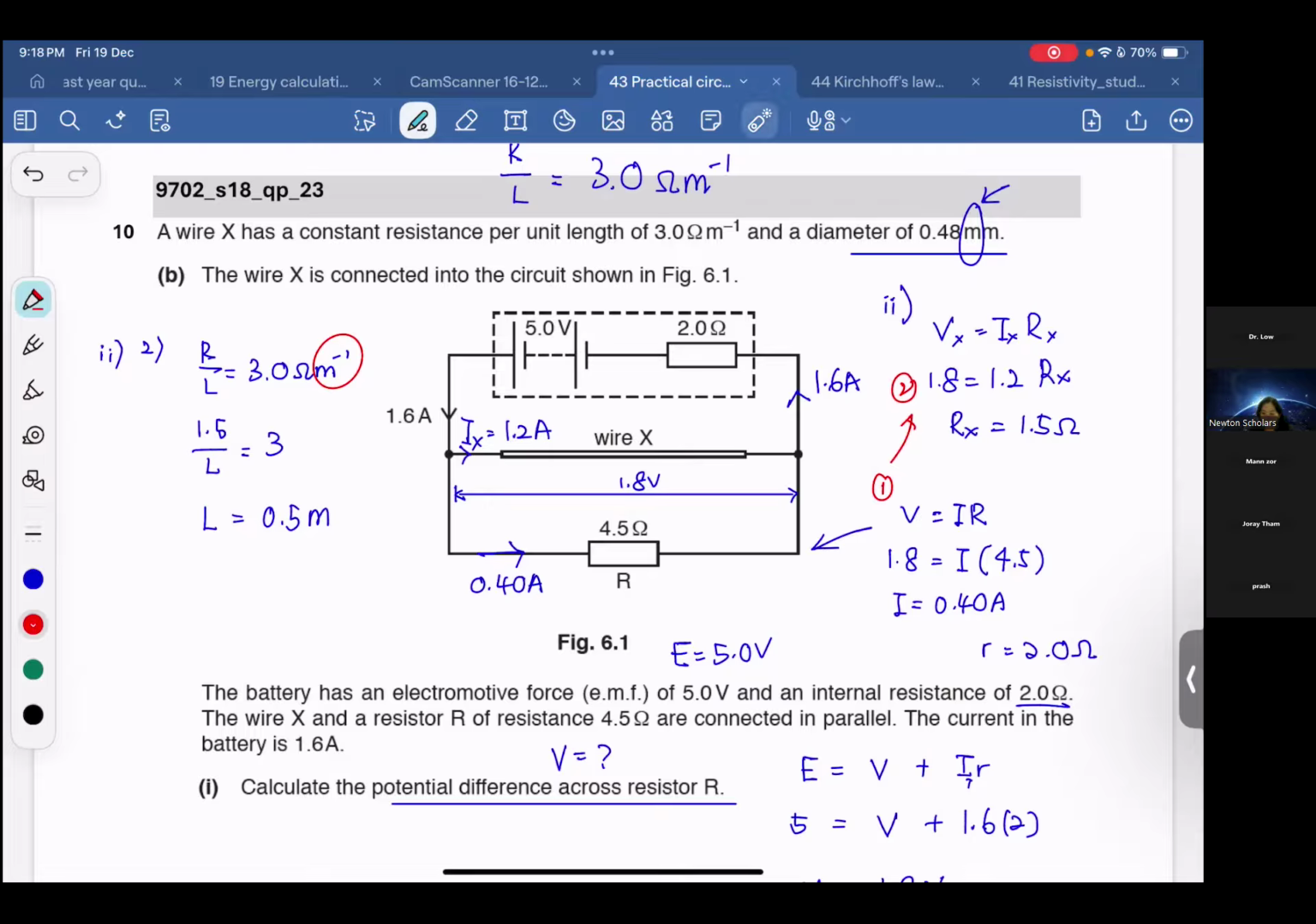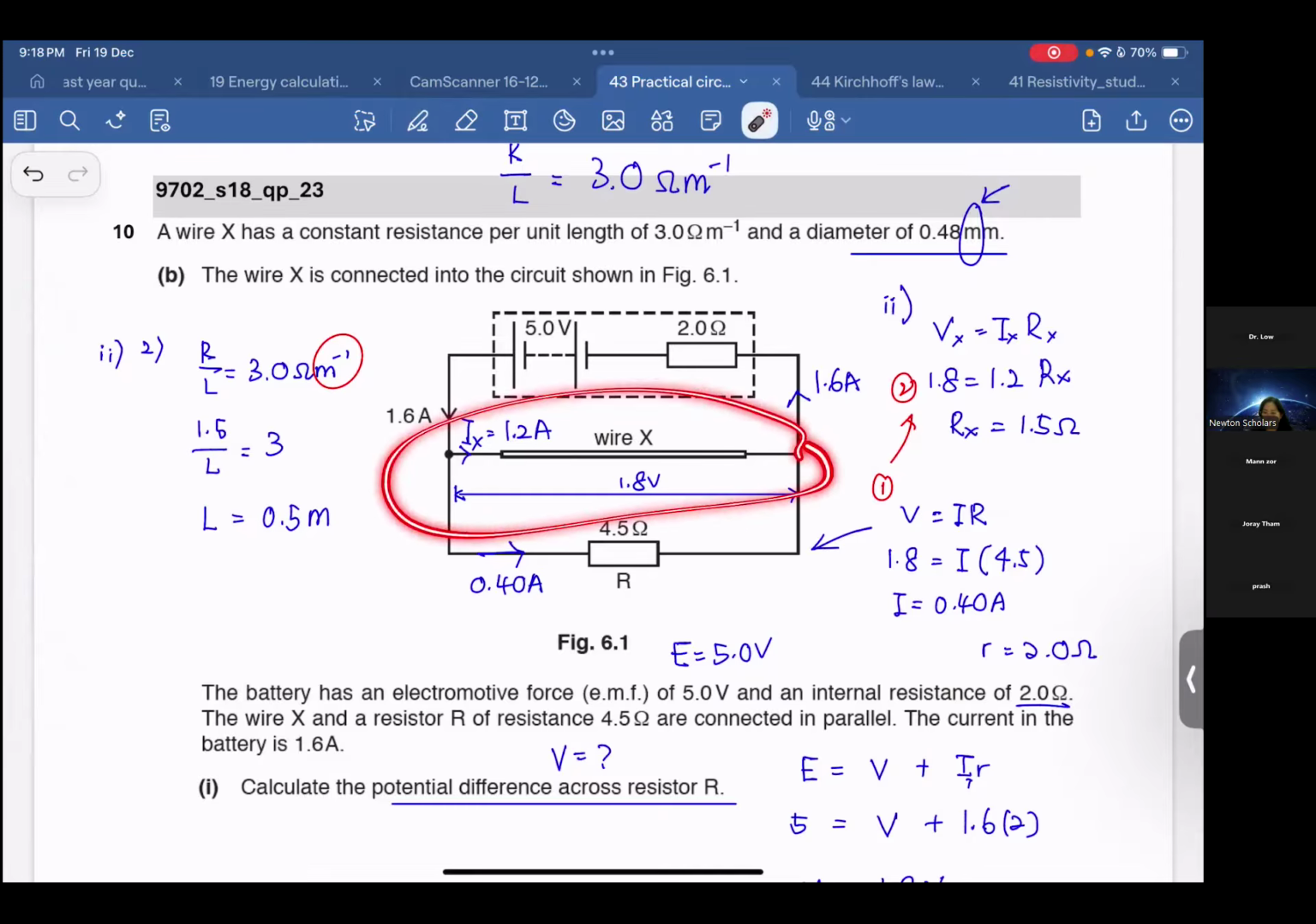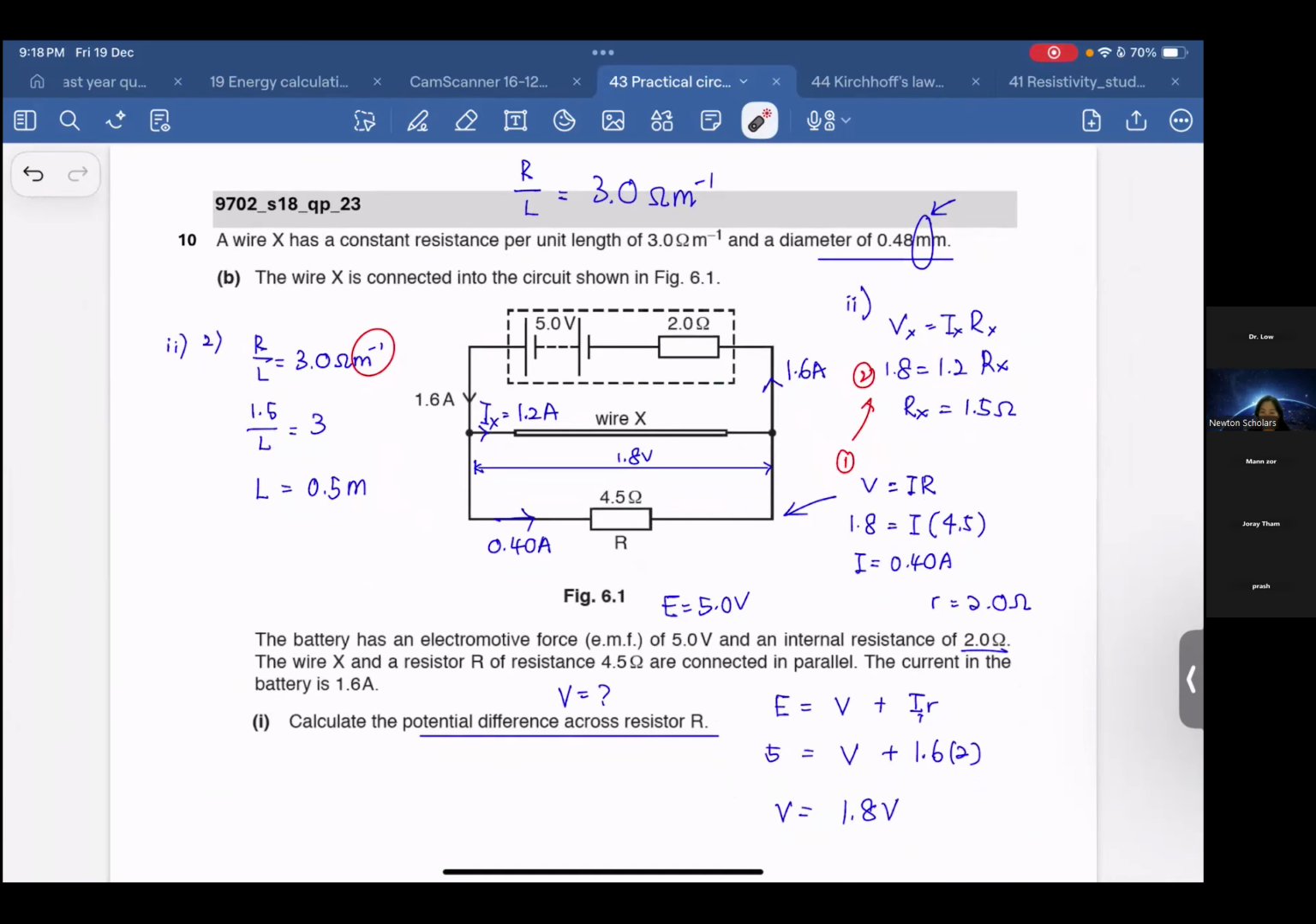For the second one, actually there are so many ways to find out the resistance X. Your working steps might be different from mine, as long as you're able to find that resistance of wire X is 1.5. That's all. There are so many methods, at least 3 methods. Okay, until here, is that clear for this question?